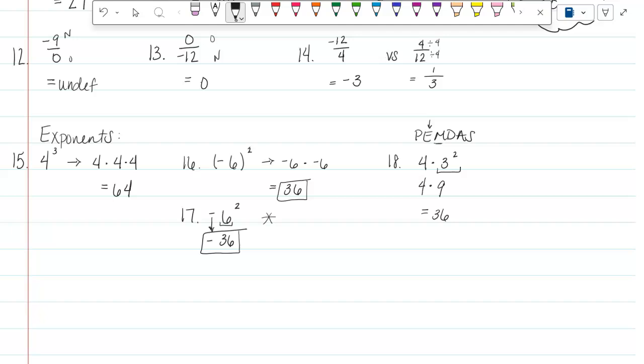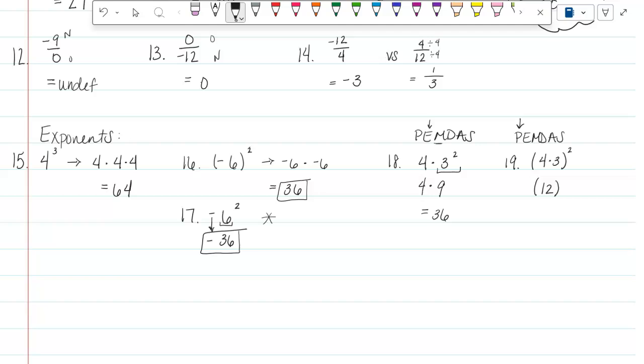And this is totally different than, we'll say, number 19 here. And problem number 19, check this out. I'm going to put parentheses around 4 times 3, and then around the whole thing, I'm going to put the exponent. So if you think about order of operations, P, parentheses, all right, you have to do what's in parentheses first. In parentheses is multiplication, so I have to do the multiplication. So we've got 4 times 3, which is 12.